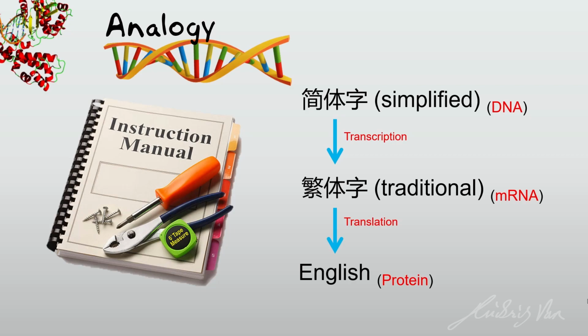Why is it a translation? It is because when you translate Chinese into English, it is a translation. So from simplified Chinese, we transcribe into traditional Chinese. Why is mRNA traditional Chinese? It is because RNA is more ancient than DNA. That means RNA appeared first before DNA. That's why the analogy for RNA is traditional Chinese. Then from the Chinese language, we translate to another language, English, which is your protein, because protein is not nucleic acid. That's why from mRNA, it is translated into protein.